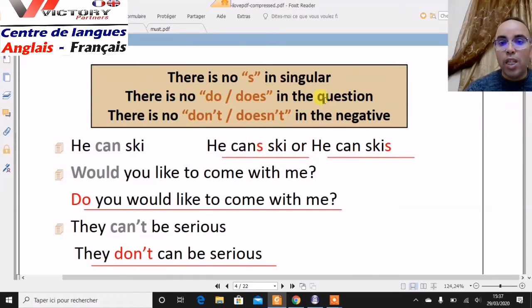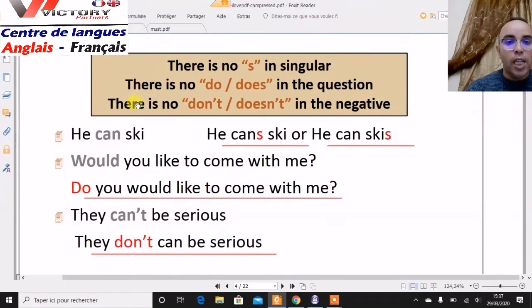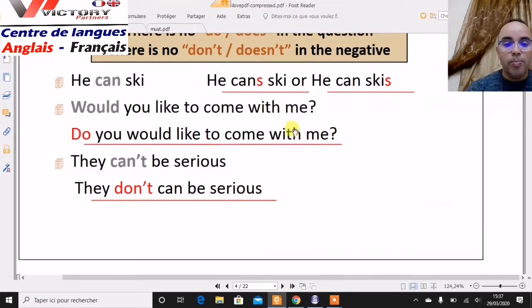There is no do or does in the question. For example, if you want to form a question using modal verbs, we don't use do, does, did, or something like this. So, would you like to come with me? We can't say do you would like. We use just the modal verb. There is no don't, doesn't, didn't, or negation in the negative. So here, they can't be serious is correct. We can't say they don't can be serious. So they don't accept conjugation.